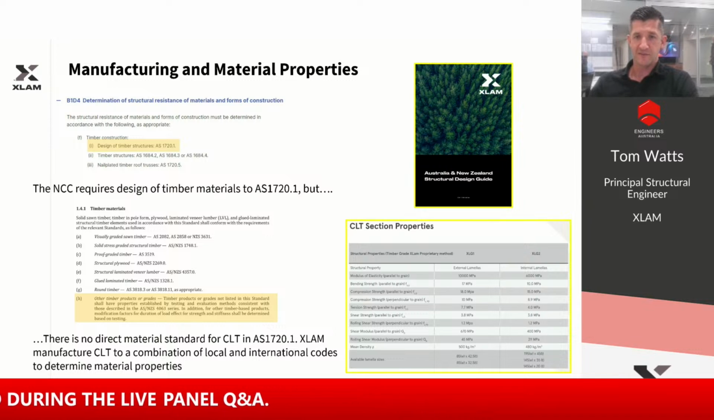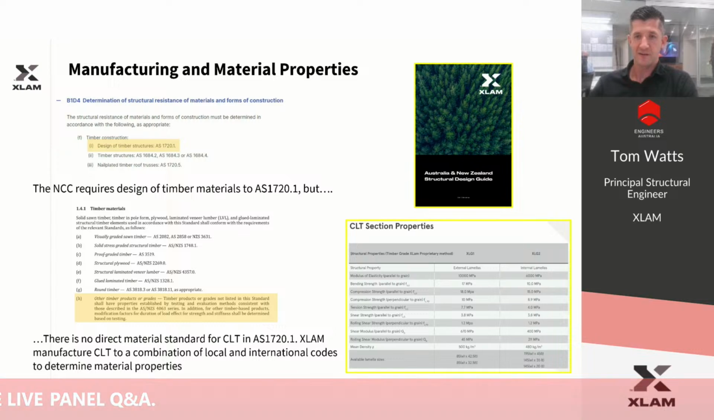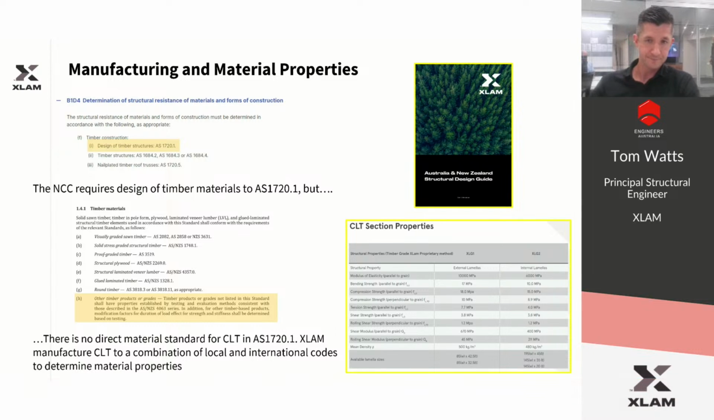So in order to qualify as an alternative timber product or grade, certain criteria need to be met. And quoting the code, just highlighted in that section below: the timber products or grades not listed in this standard shall have properties established either by testing or evaluation methods that are consistent with those described in the AS/NZS 4063 series. In addition, for timber-based products, modification factors for duration of load effects for strength and stiffness shall be determined on the basis of testing.